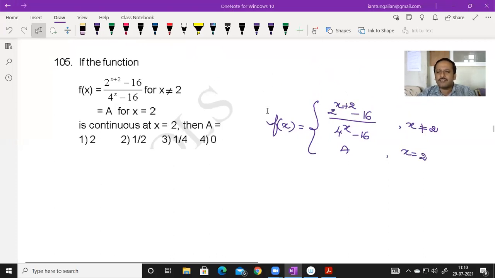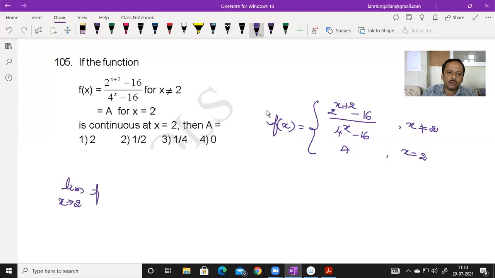So f(x) is defined as (2^(x+2) - 16) / (4^x - 16) when x is not equal to 2, and it is a when x is equal to 2. If it is continuous at x = 2, then find a. Continuous at x = 2 means the limit as x tends to 2 of f(x) is equal to f(2).